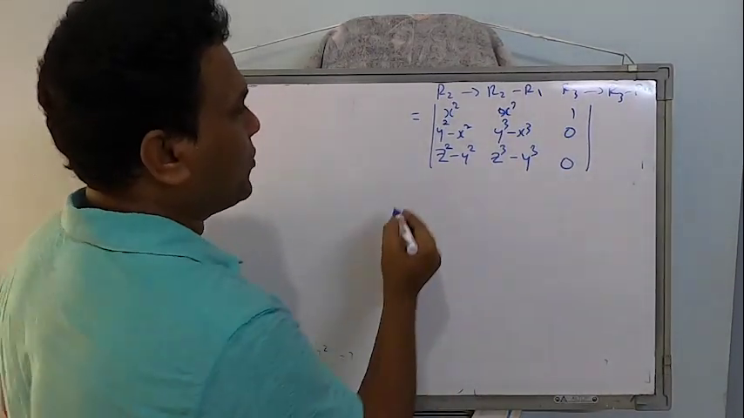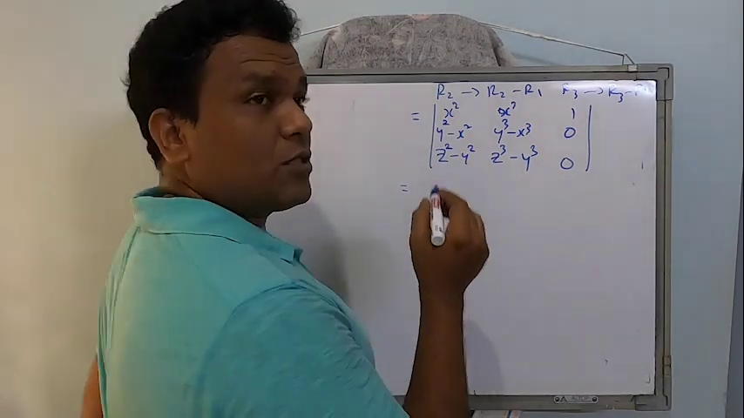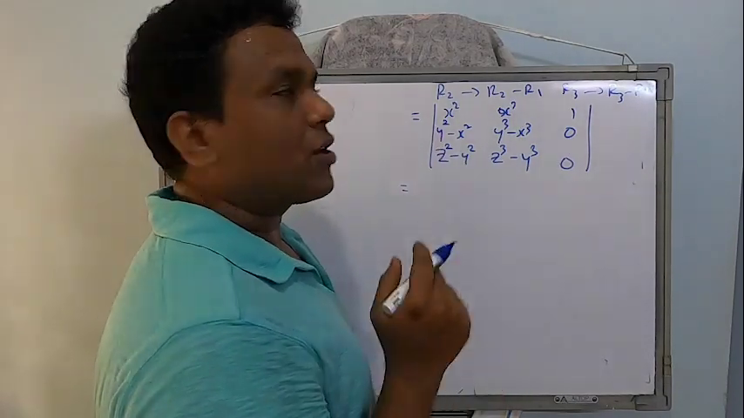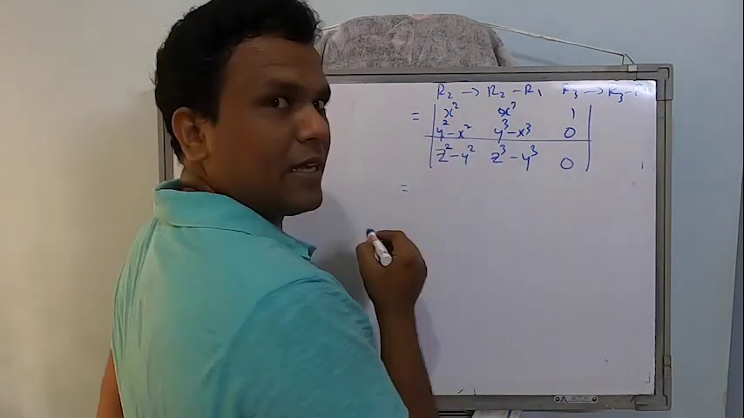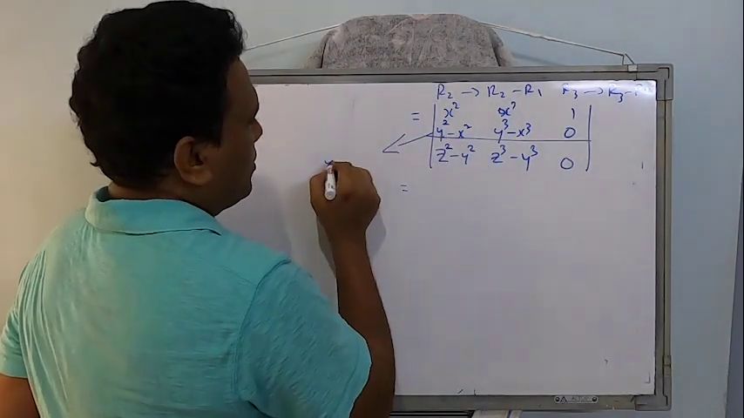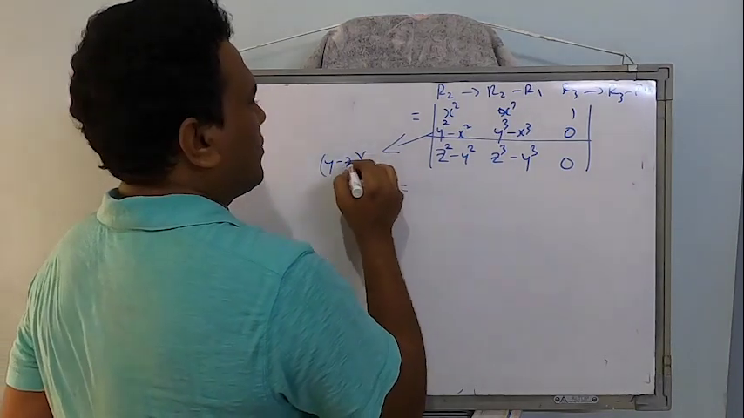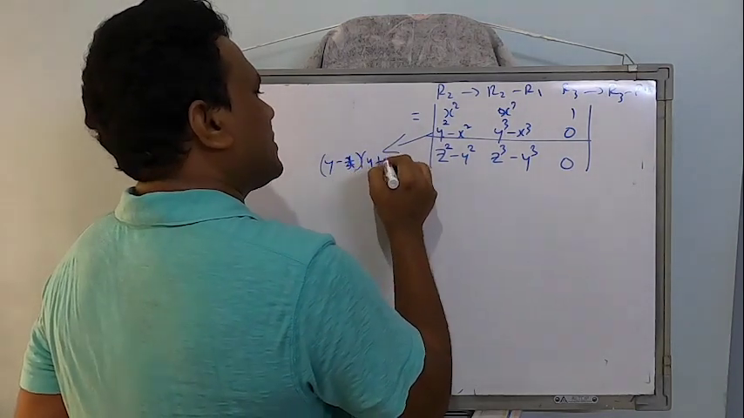Okay. So let's continue. And now observe. Once two ones are made as 0, what's the procedure? Taking common. What is common from R2? This y square minus x square can be written as y minus x multiplied by y plus x, correct?